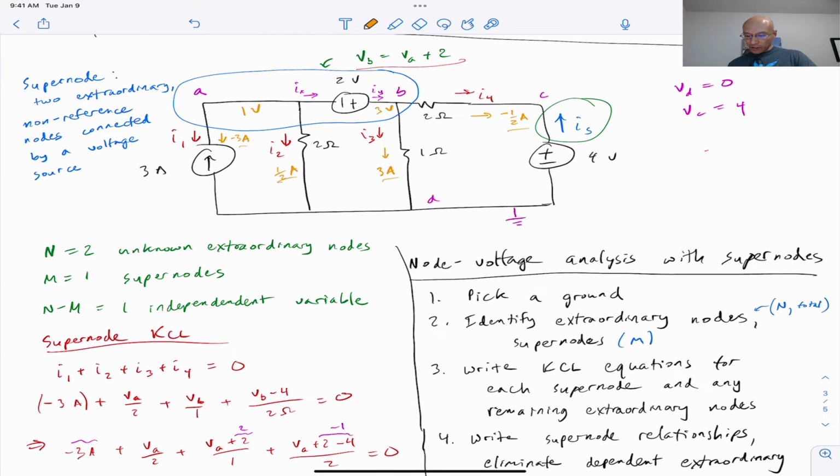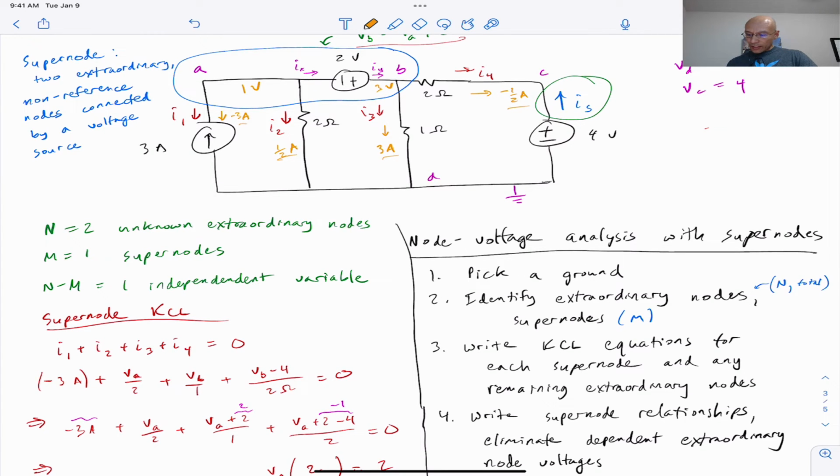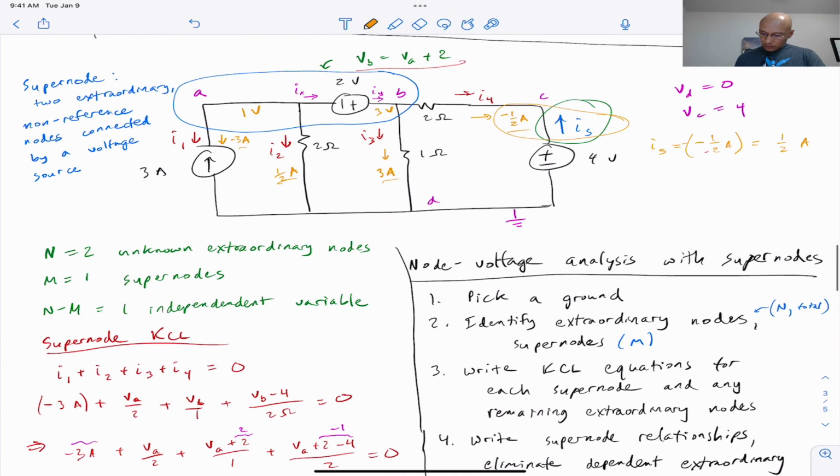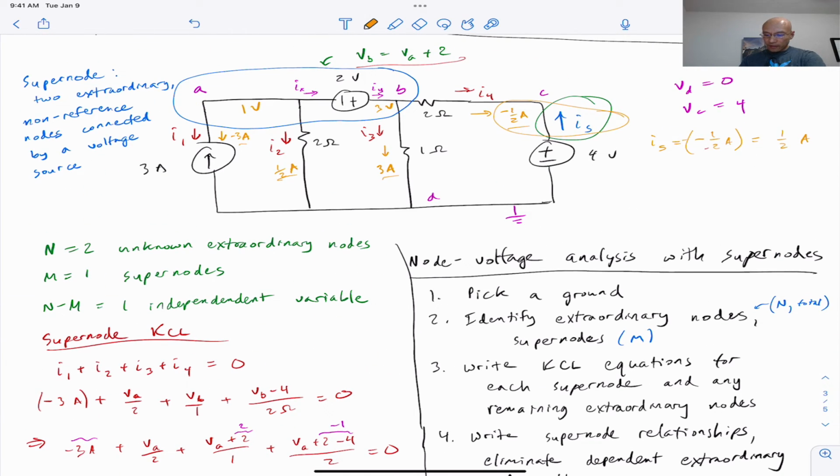Everything passes our dummy check, and now we can solve for the unknown parameter IS, right? Because this current going rightward is the opposite of IS, therefore IS is the opposite of negative 1/2 amps, 1/2 amps. Okay, so that's an example of a simple one supernode circuit.